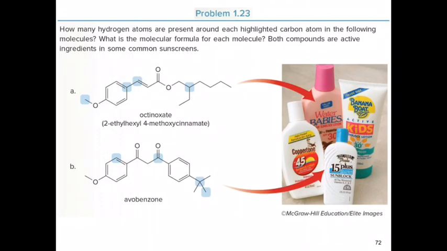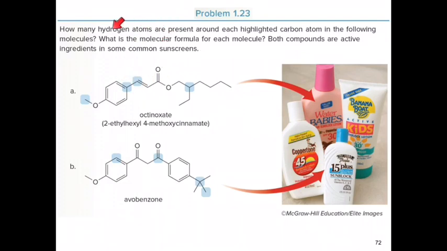Here's practice problem number 23. How many hydrogen atoms are present around each highlighted carbon atom in the following molecules? What is the molecular formula for each molecule? Both compounds are active ingredients in some common sunscreens. So we have octyl oxate and avobenzone. So let's look at this first molecule here.